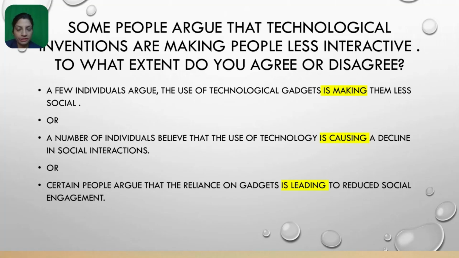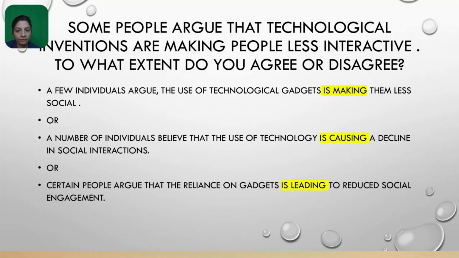Now I'm going to read. The first sentence is, a few individuals argue the use of technological gadgets is making them less social. To less interactive, I have made it less social. Right? And now the second sentence is, a number of individuals believe that the use of technology is causing a decline in social interactions. I hope it is very clear.